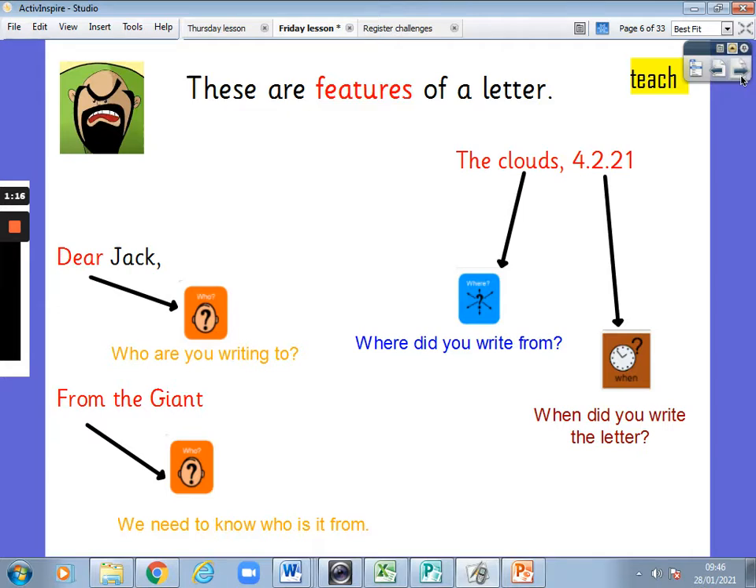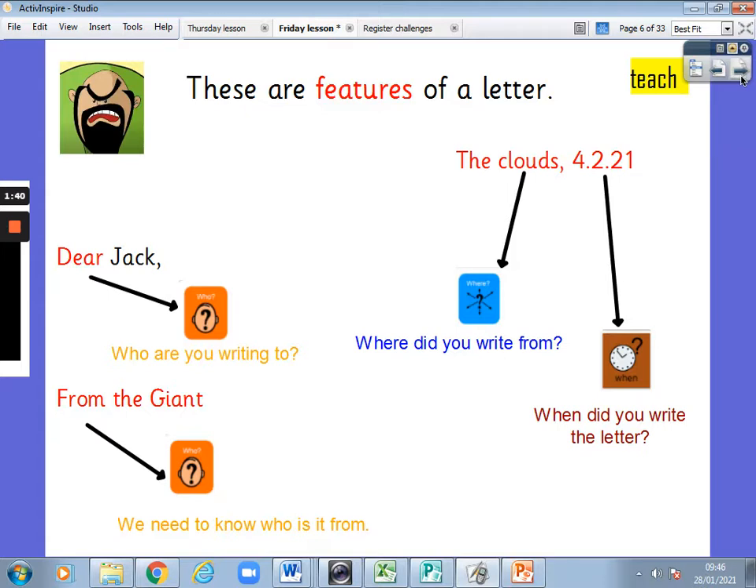Have a think. What is in red? In red are the features of a letter. First, we have the clouds, which is where did you write the letter from? Then we have the short date, the 4th of the 2nd, 21. This is when. When did you write the letter? So we need to know where you wrote the letter from. When did you write the letter?